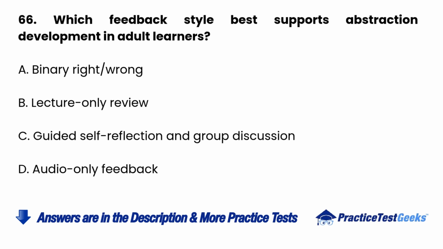66. Which feedback style best supports abstraction development in adult learners? A. Binary right-wrong. B. Lecture-only review. C. Guided self-reflection and group discussion. D. Audio-only feedback.